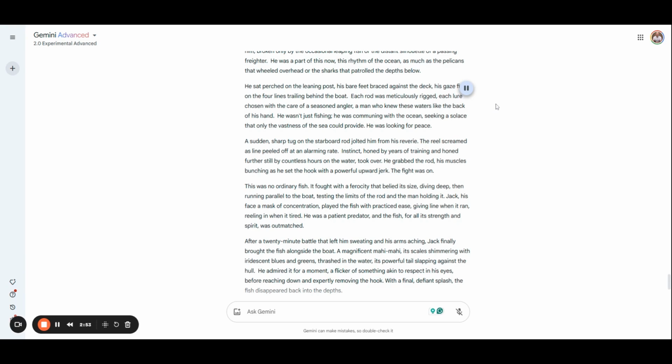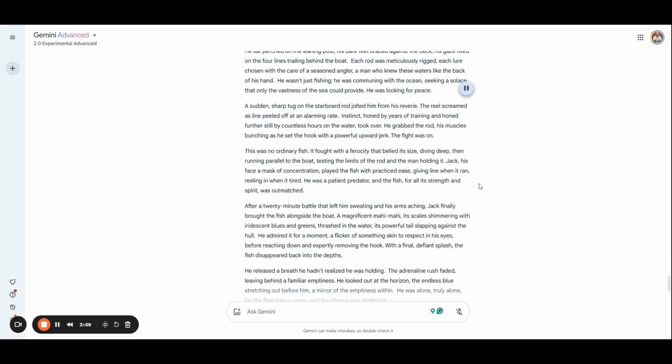The reel screamed as line peeled off at an alarming rate. Instinct, honed by years of training and countless hours on the water, took over. He grabbed the rod, his muscles bunching as he set the hook with a powerful jerk. The fight was on. This was no ordinary fish. It fought with ferocity, diving deep and running parallel to the boat, testing the limits of the rod and the man holding it. Jack, his face a mask of concentration, played the fish with practiced ease, giving line when it ran, reeling in when it tired.